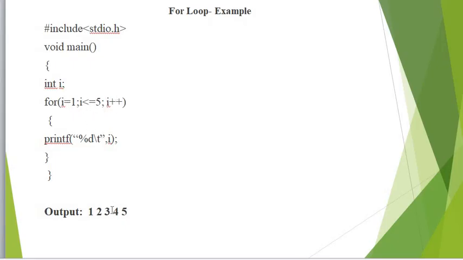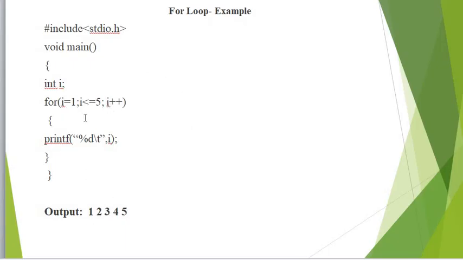So the 2 will be printed. Next step is increment the variable. Now the I value is incremented from 2 to 3. So 3 less than or equal to 5. The condition is true. So the statement inside the loop will be executed, which will print the value of I, which is 3. Again increment.